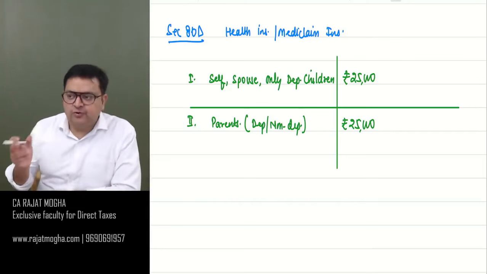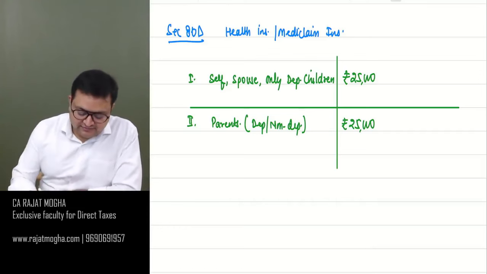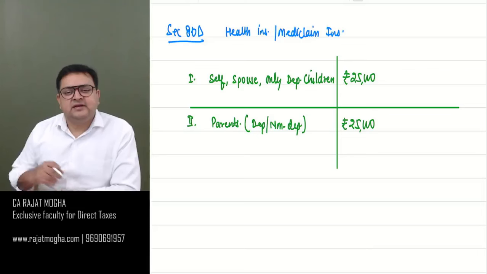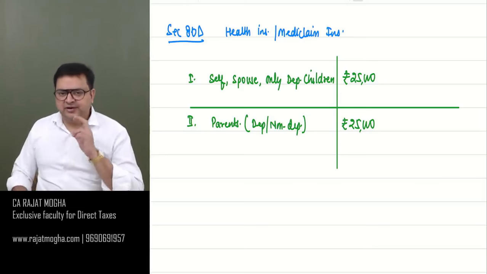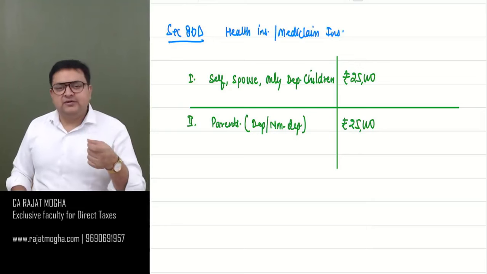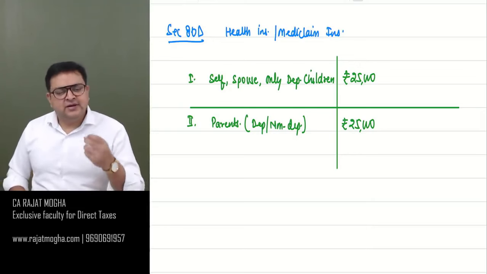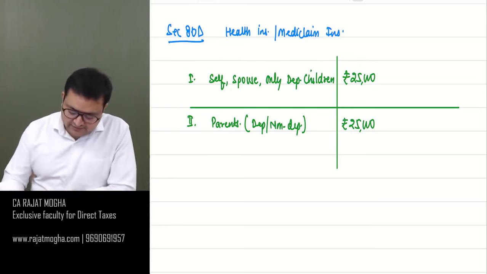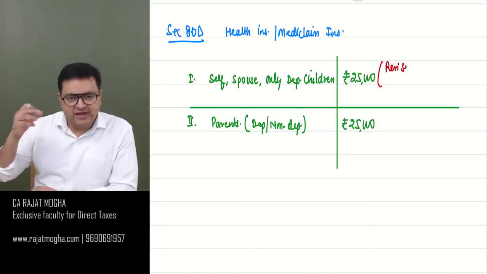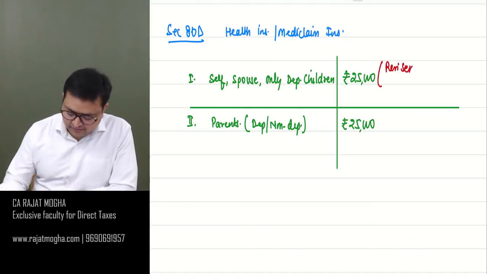But if the person for whom we are paying health insurance is a resident senior citizen, see, whenever a senior citizen benefit is given in the entire Income Tax Act, it is to residents only. Non-resident senior citizens never get any extra benefit. So wherever extra benefit is given for senior citizens, by default, it is resident only. So if this person, for whom we have taken the insurance, is a resident senior citizen, then this limit will be increased to double, 50,000.